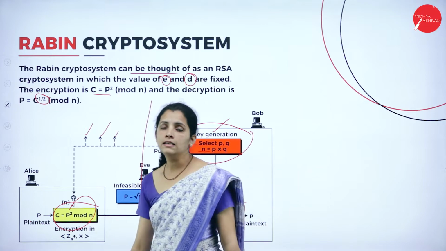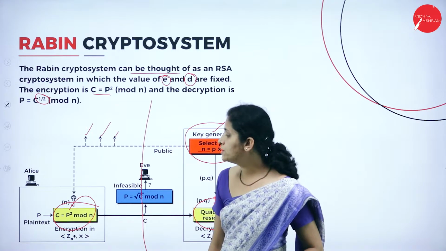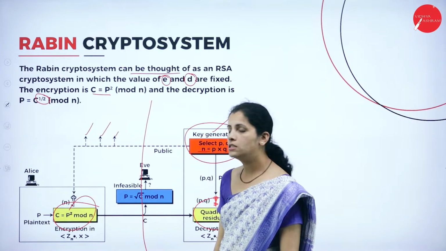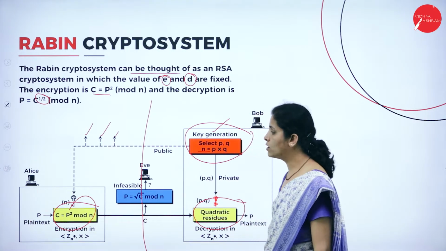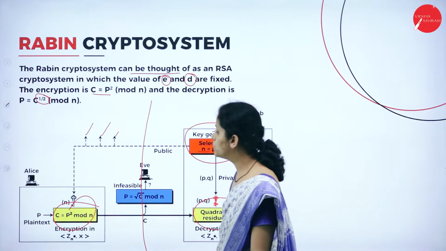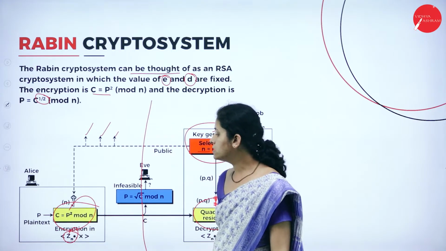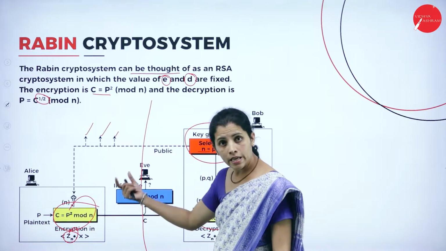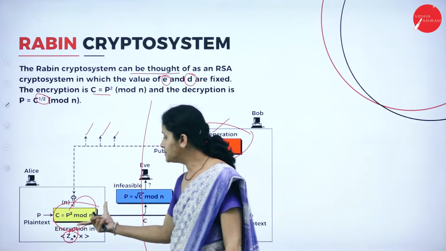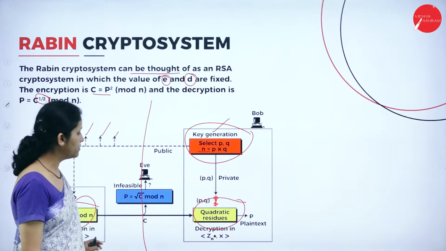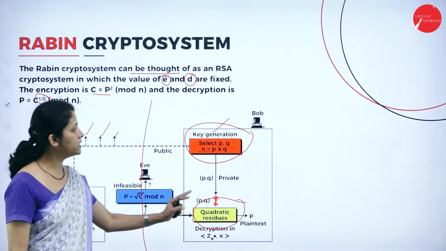Now Alice is going to apply the encryption algorithm. So what is the input to the encryption algorithm? That is the plain text as well as the key. After applying the encryption algorithm, Alice is going to get the ciphertext, and that is sent to the receiver.